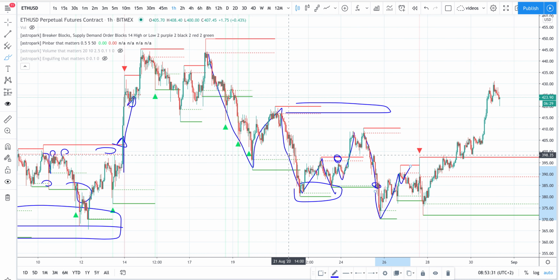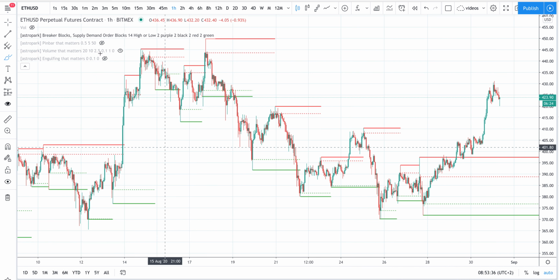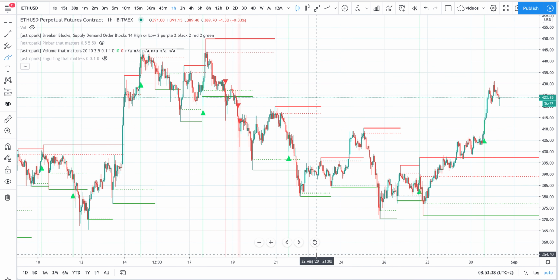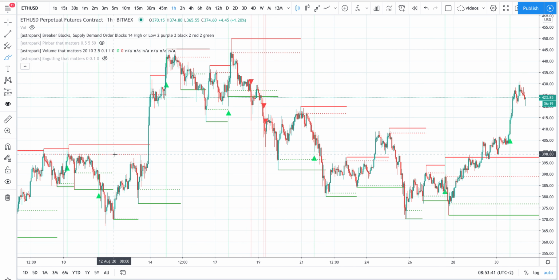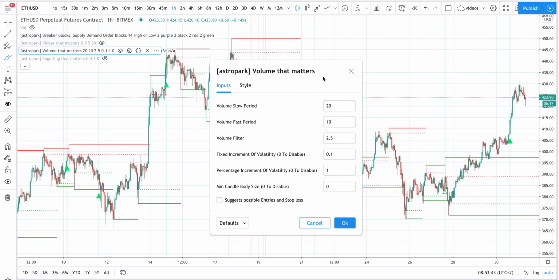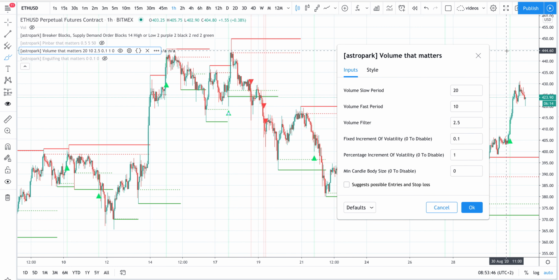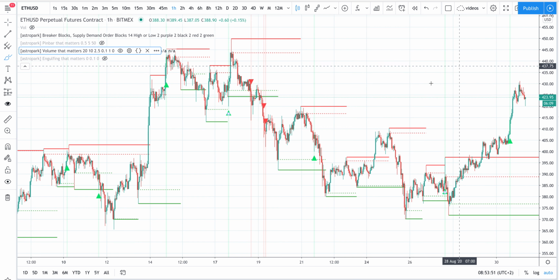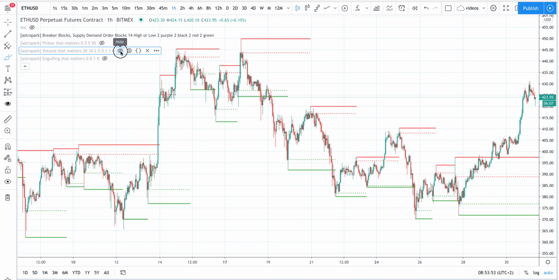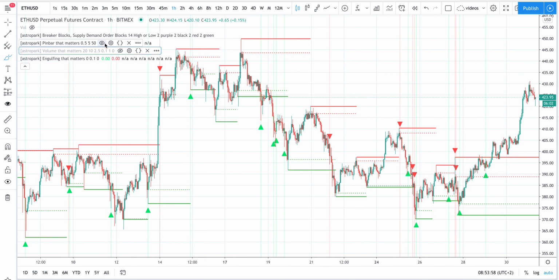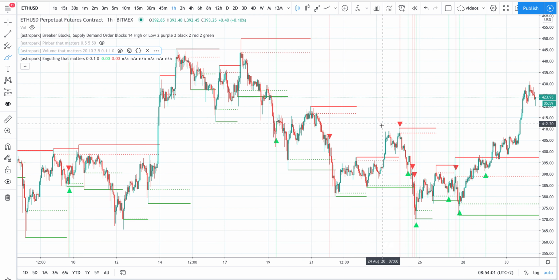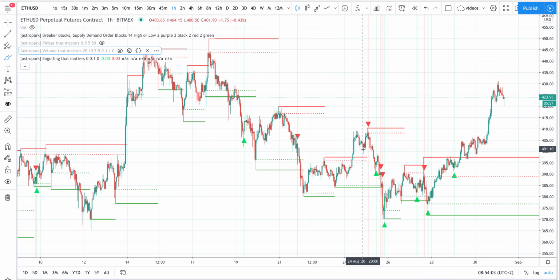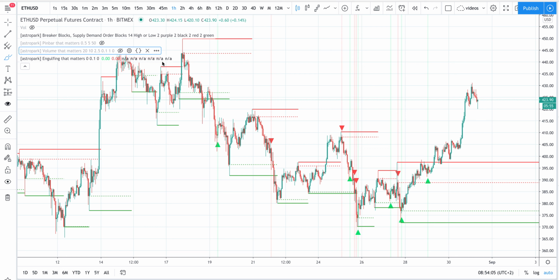This is also an indicator about volume. Volume is not always perfect, as these are a lot of options you can change. But of course, the best confluences are found with engulfing, for example, and pin bars.